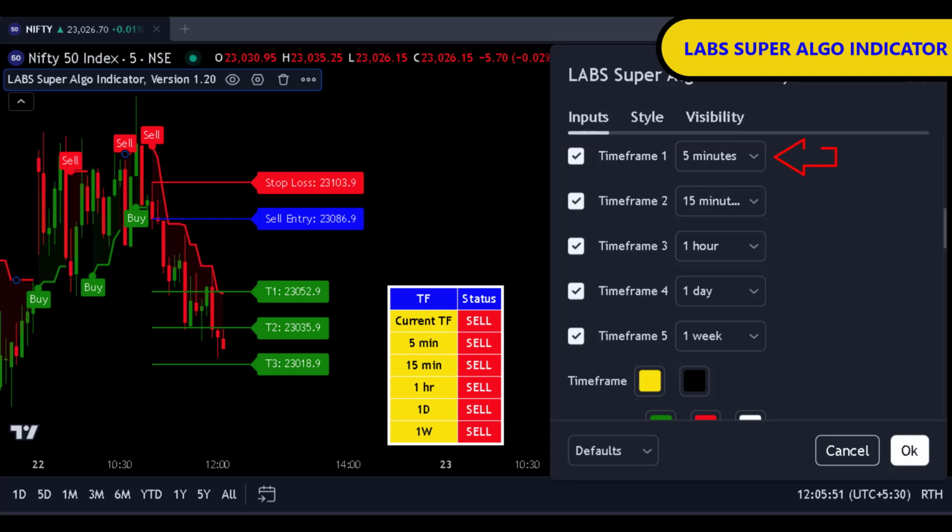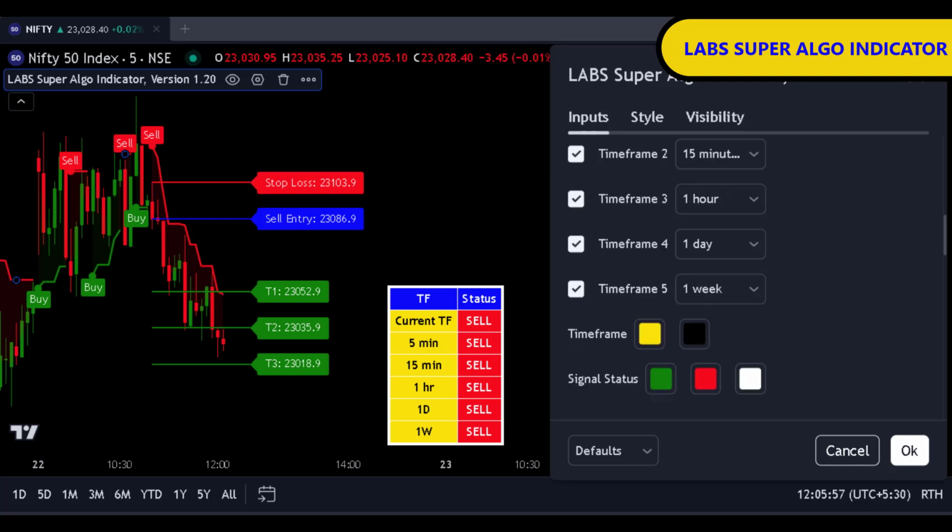For example, right now the 5 minutes time frame is selected here. So you can modify this time frame and make it of 1 minute if you want. Near each time frame you will see a checkbox. You can turn off some time frames in the table using these checkboxes. From here, you can adjust the background and text colors of the time frame and signal boxes in the table.